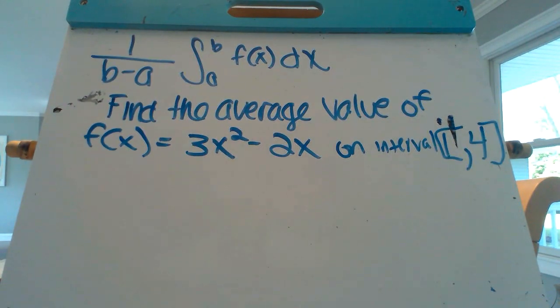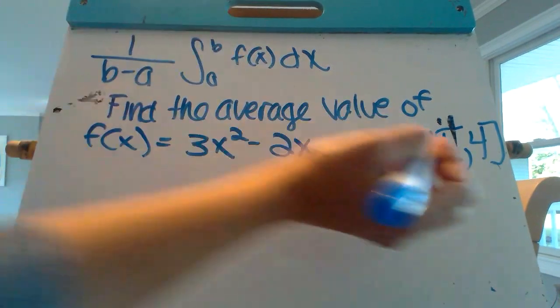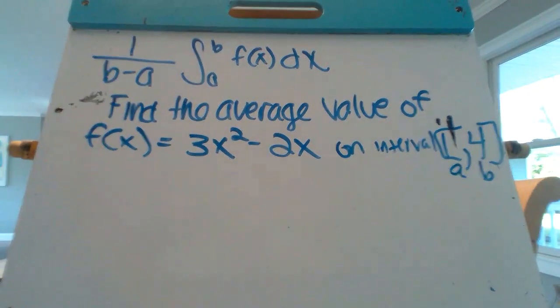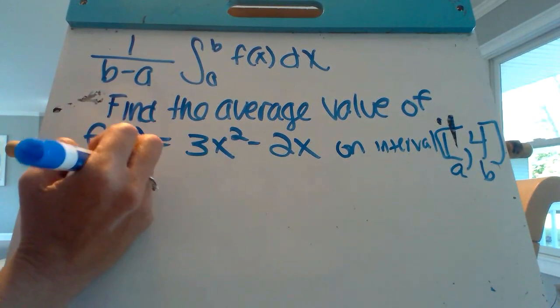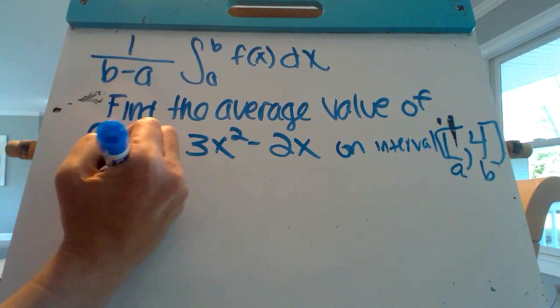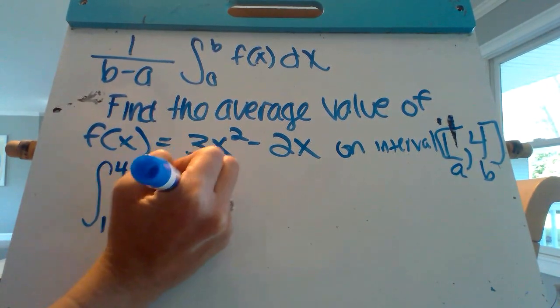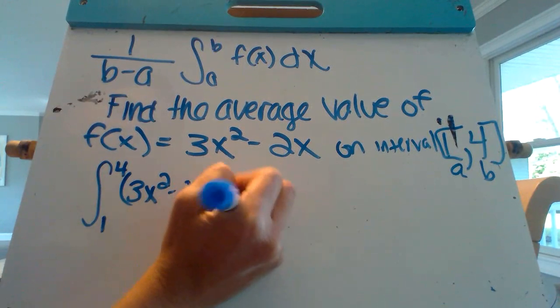All right, so we can find the average value of f of x. And f of x is 3x squared minus 2x on the interval from 1 to 4, using our definition of average value for the function. So first thing we need to do is integrate from a to b, and we have a to b here because this is a here and this is b. So I have to integrate f of x, and then evaluate the definite integral from a to b of 3x squared minus 2x dx.